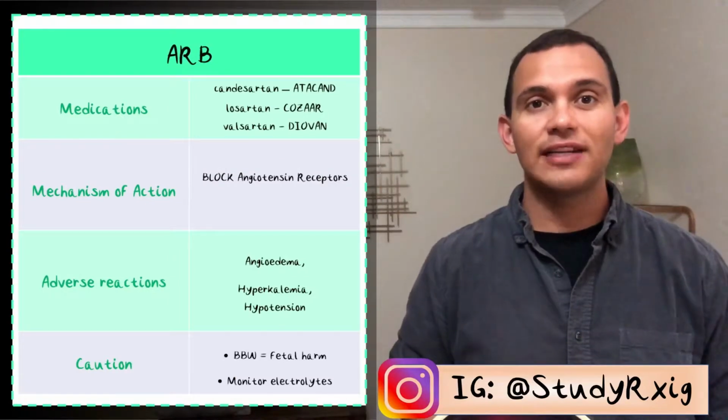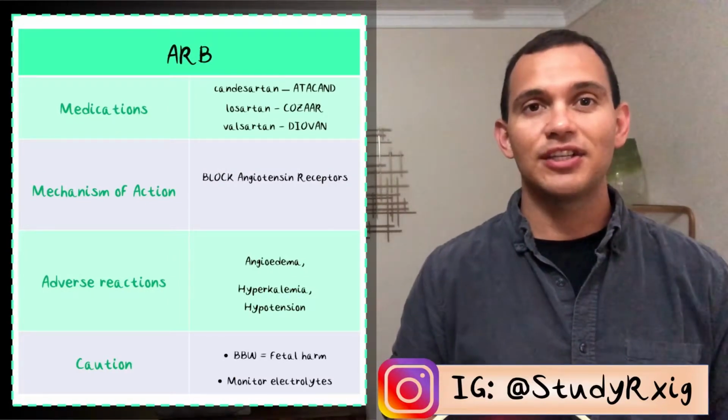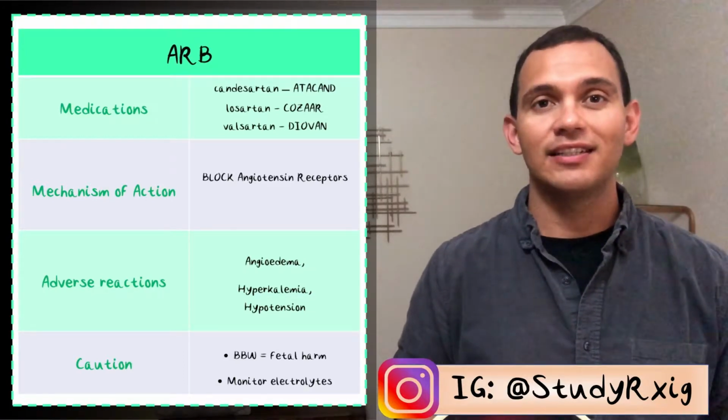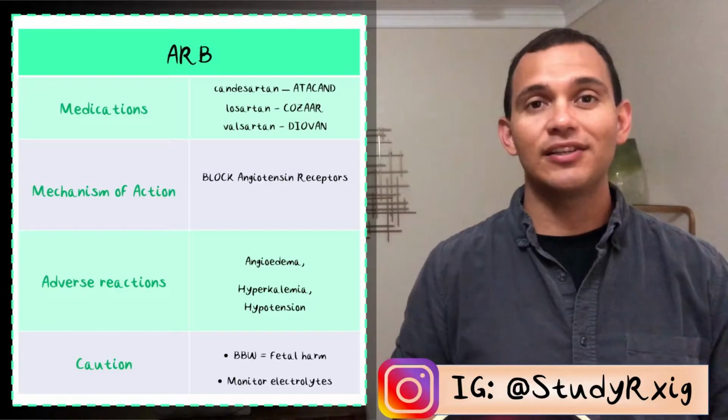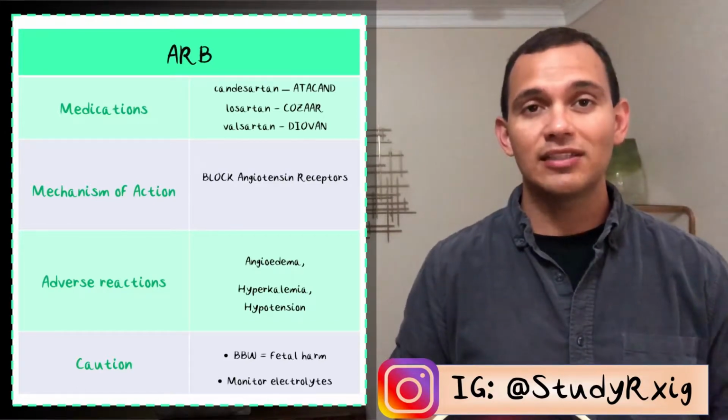The class of angiotensin receptor blockers normally end in sartan. Candesartan is the generic for Atacand, losartan is the generic for Cozaar, and valsartan is the generic for Diovan. They should be considered in every patient, especially if the patient can't tolerate an ACE inhibitor or has a history of angioedema. The mechanism of action here is simple.